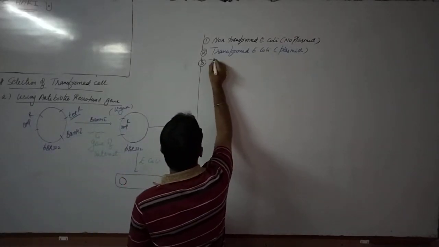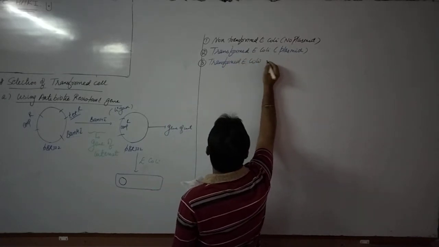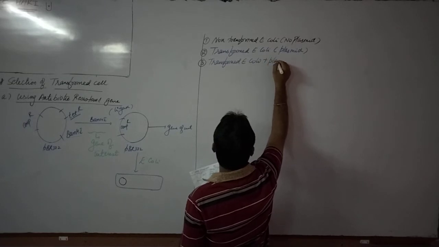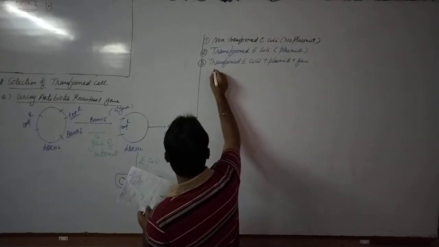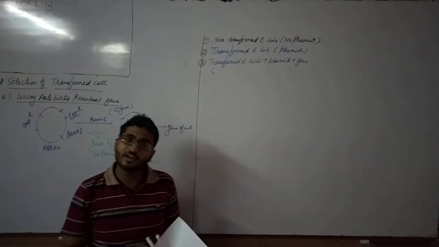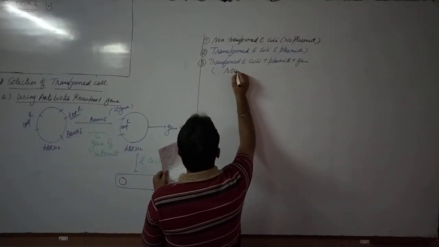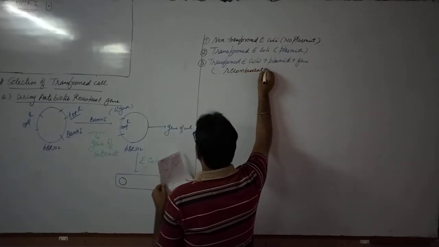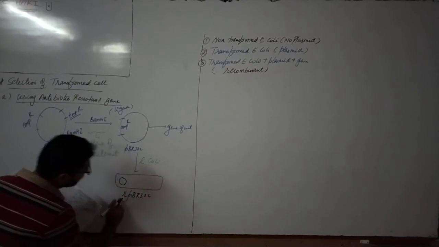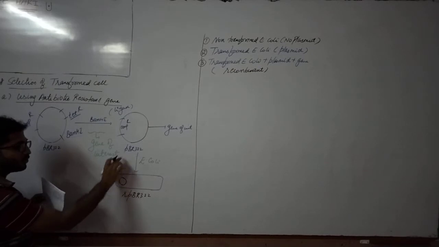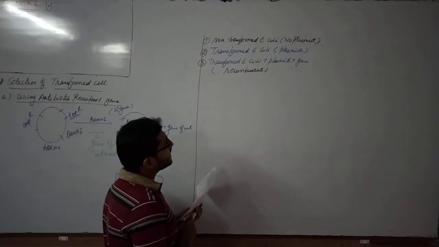The third possibility could be transformed E. coli plus plasmid plus gene of interest, and that is generally called a recombinant plasmid or recombinant. So this is the recombinant one. We can write it here also. This is R-pBR322. R means it is recombinant pBR322. Why recombinant? Because it has taken the gene of interest along with the plasmid. Now, these are the three cases.